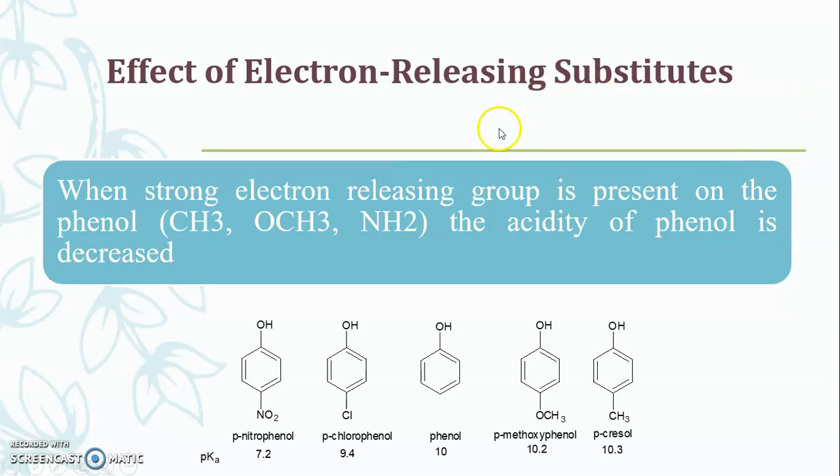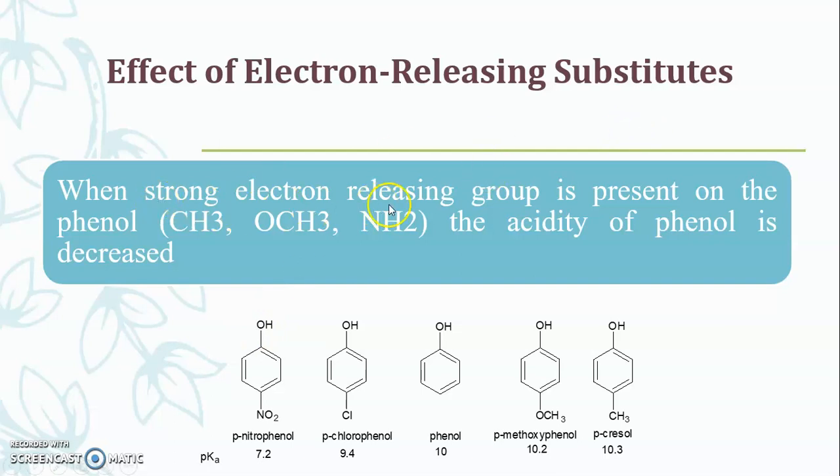what these particular compounds will do, that is the electron releasing substituent. Now we know when electron withdrawing groups are present, they will withdraw the electrons from the benzene ring. So the net electrons that are present on the benzene ring decrease. So to make the electrons more, the benzene ring withdraws the electrons from the oxygen atom, and due to which the net electrons that are present on the oxygen decrease, and that's why the ability of the oxygen to hold the hydrogen decreases.